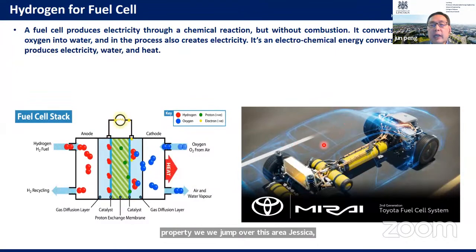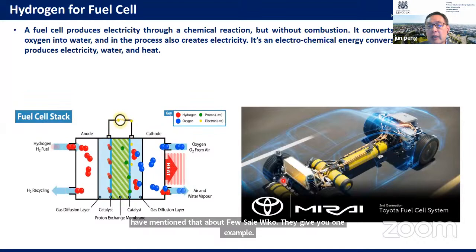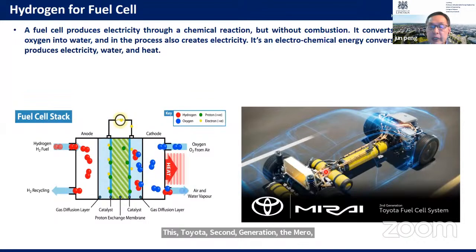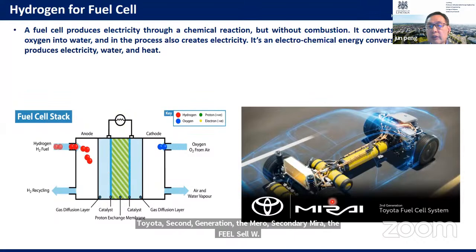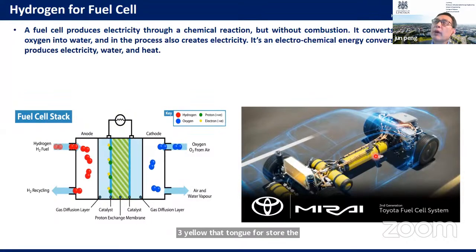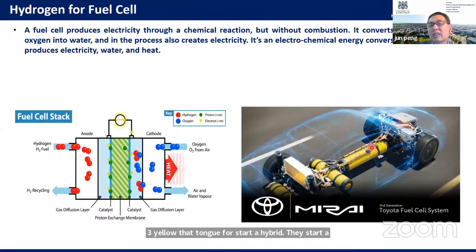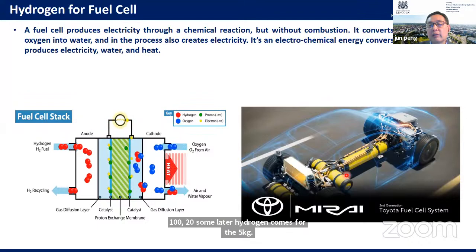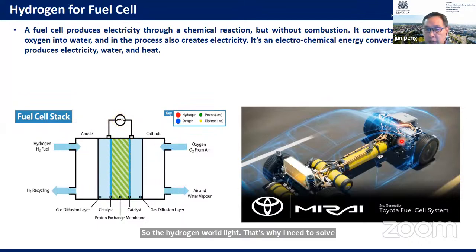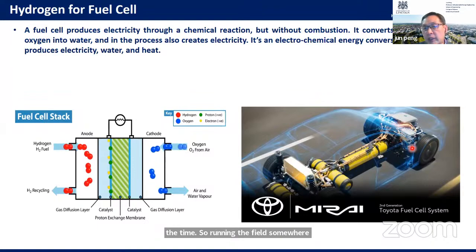This is the Toyota second generation Mirai, the fuel cell vehicle. The three yellow tanks are for stored hydrogen. They store 120-some liters of hydrogen, which can store 5 kilograms. So hydrogen is very light, which is why I need a tank of this size. The fuel cell runs along with the battery, then runs the electrical motor, running the fuel cell vehicle.